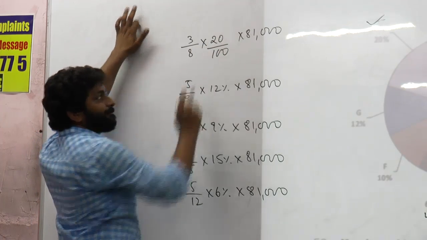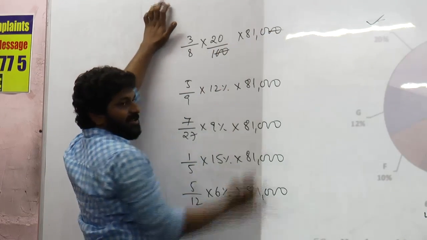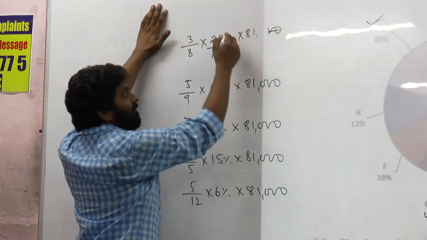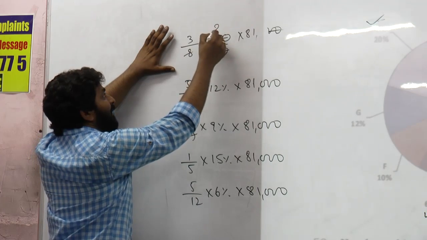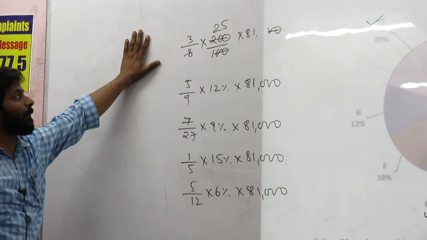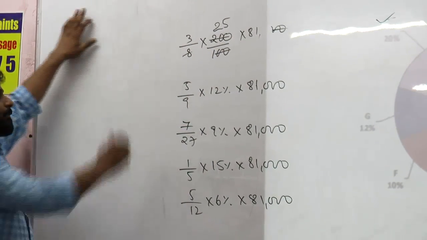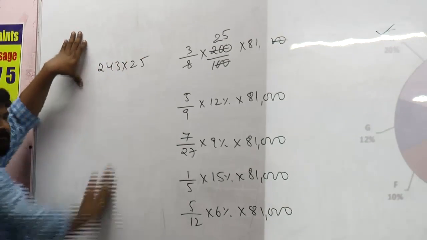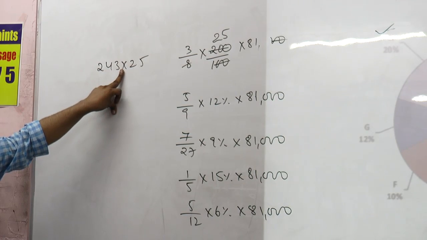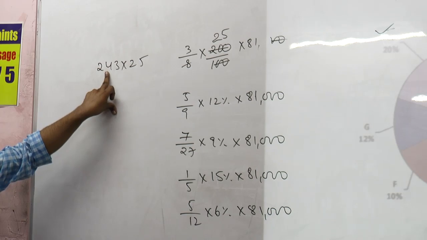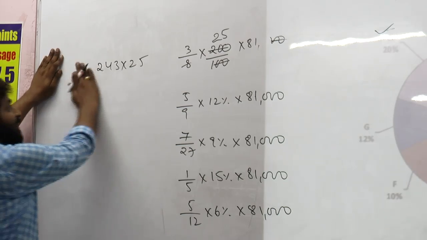By 100, 2 zeros cancel. Can I write this 0 here? Yes? And 25 times of 8. Okay? 81 3 times? 243. So 243 into 25. 100 by 4. Divide this number with 4. 60.75 into 100. 6075.